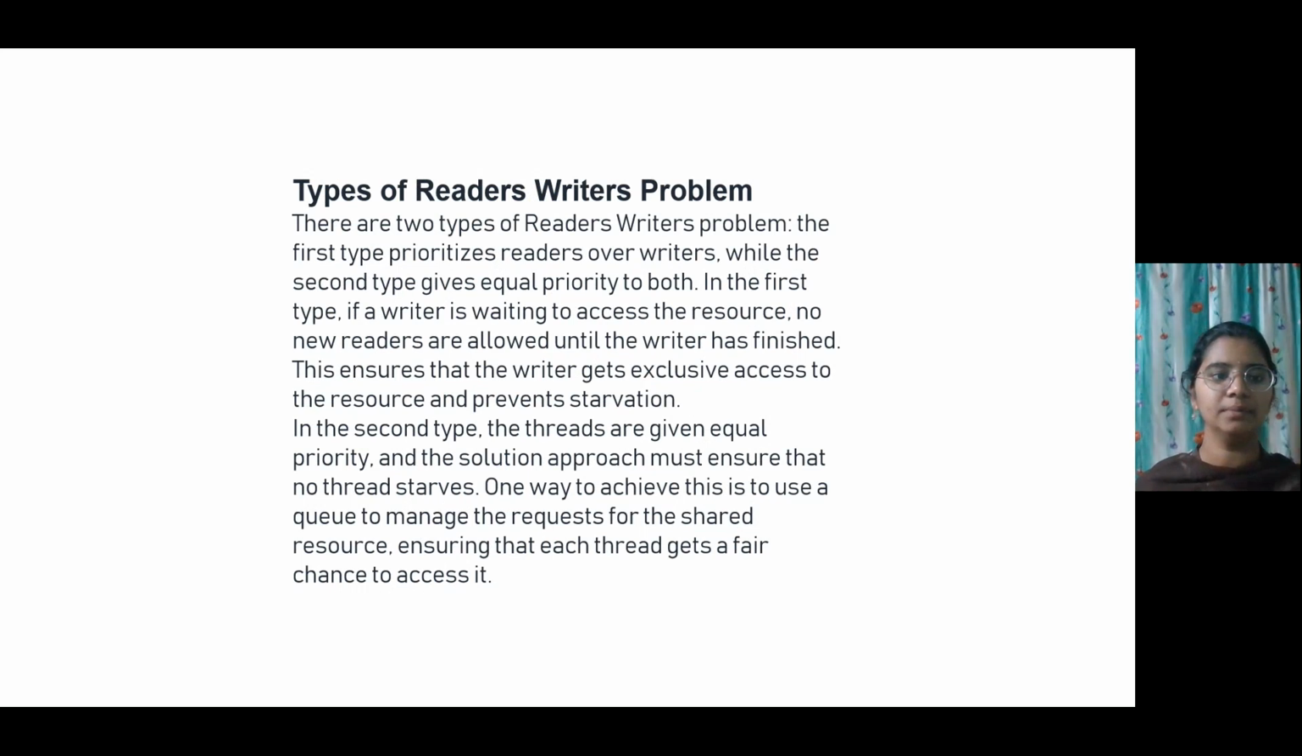Types of readers-writers problem. There are two types of readers-writers problem. The first type prioritizes readers over writers, while the second type gives equal priority to both. In the first type, if a writer is waiting to access the resource, no new readers are allowed until the writer has finished. In the second type, no thread starves. One way to achieve this is to use a queue to manage the requests for the shared resource, ensuring that each thread gets a fair chance to access it.